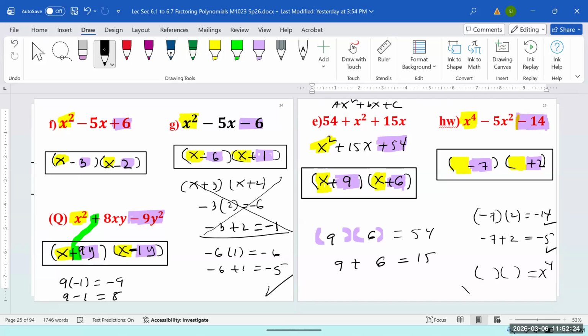You have 4 of them, right? 1, 2, 3, 4. If you want to split them evenly, each one is supposed to get how many x's? 2. So x squared and x squared. And now we know x squared is a perfect square. Good. Is 7 a perfect square? No. Is 3 a perfect square? No. 4 is a perfect square. 1 is a perfect square. But 2 is not. So we stop because we cannot factor anymore.